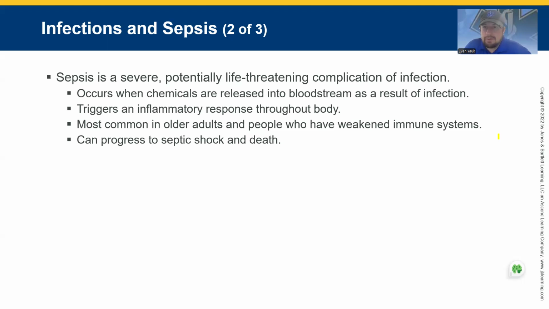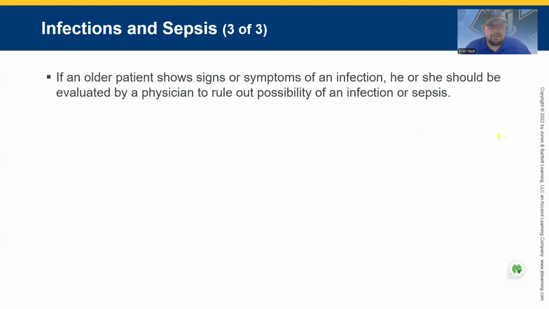As an EMR, keep this patient comfortable. If you have oxygen, you might apply some oxygen. Go ahead and get a temperature on them and let's find out what their temperature is. Let's do our vitals. For these patients at EMR level, there's not a lot you can do but comfort measures and vitals, and go from there. Give a good report when EMS arrives. If an older patient shows signs and symptoms of infection, he or she should be evaluated by a physician to rule out possibilities of an infection or sepsis.